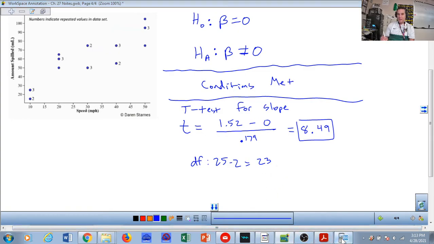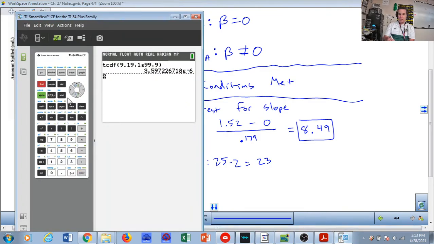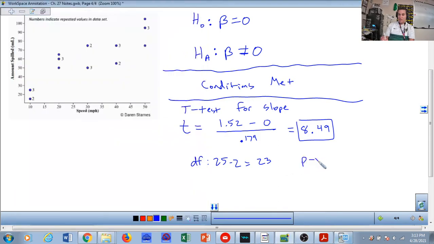So I'm going to get my calculator because they didn't give me the printout. And I'm going to put in my limit, 8.49, your test statistic. And we're going to go to infinity on that. And we're going to put in 23 degrees of freedom. And it's going to give us the tail. The tail is 7.62 times 10 to the negative 9. So the p-value is 7.62 times 10 to the negative 9.